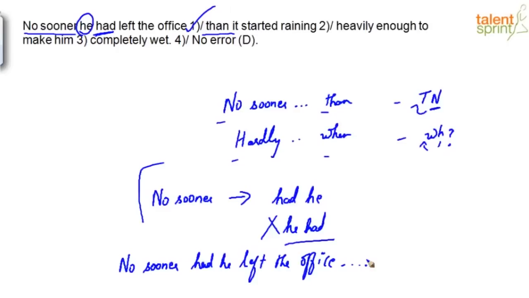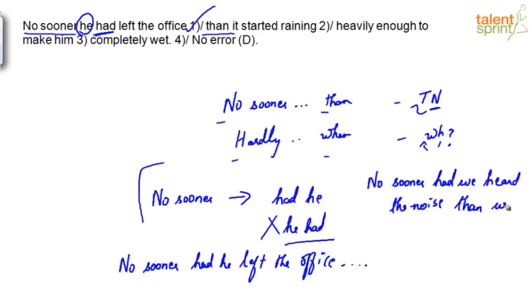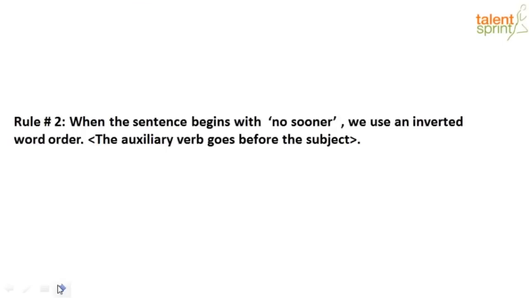Think of other example sentences. No sooner had we heard the noise than we rushed to the spot. So again, reiterating the rule, the sentence begins with no sooner, we is the subject, but the auxiliary verb had precedes the subject. That's the rule. Okay, let's move on. So rule number 2: when the sentence begins with no sooner, we use an inverted word order. The auxiliary verb goes before the subject.